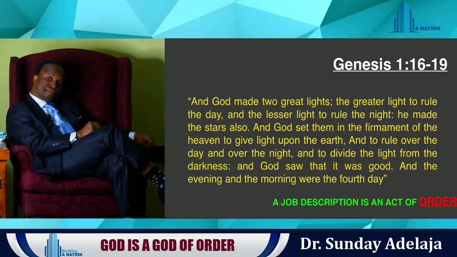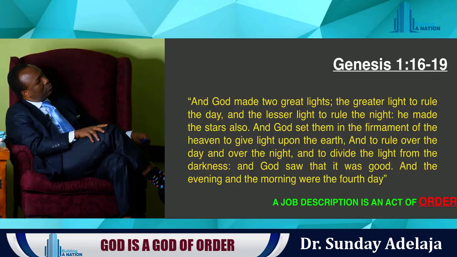Genesis 1:16-19. And God made two great lights, the greater light to rule the day, and the lesser light to rule the night. He made the stars also, and God set them in the firmament of the heaven to give light upon the earth, and to rule over the day and over the night, and to divide the light from the darkness. And God saw that it was good, and the evening and the morning were the fourth day.